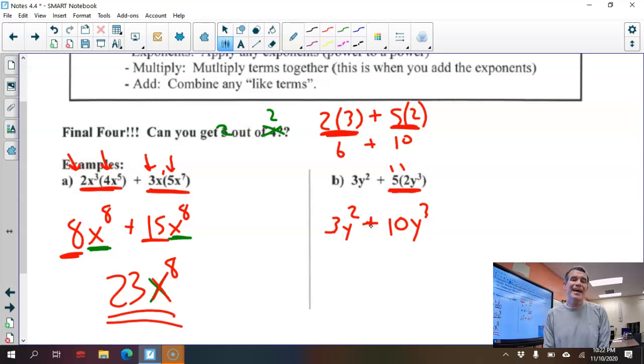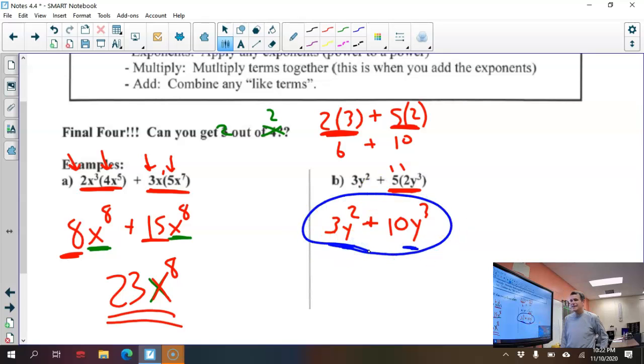Now, what do I get when I add those together? Well, here's the thing, you guys. I hope you caught this. Those are not like terms. They do not have the same variable with the same exponent. And if they are not like terms, you cannot add them together. This actually is your final answer. There's nothing you can do from there.